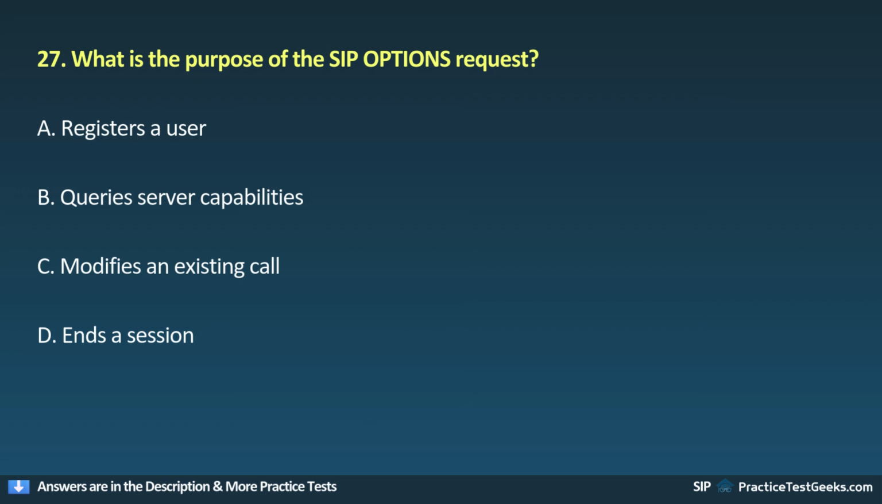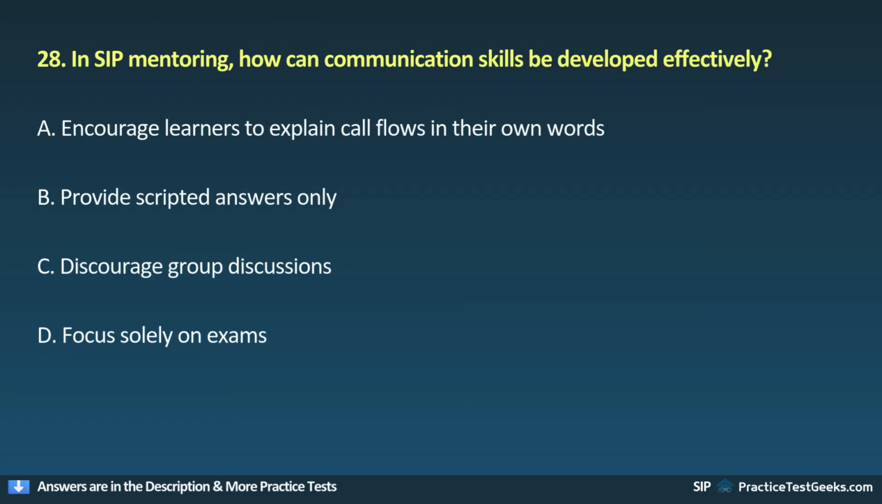27. What is the purpose of the SIP OPTIONS request? A. Registers a user. B. Queries server capabilities. C. Modifies an existing call. D. Ends a session.